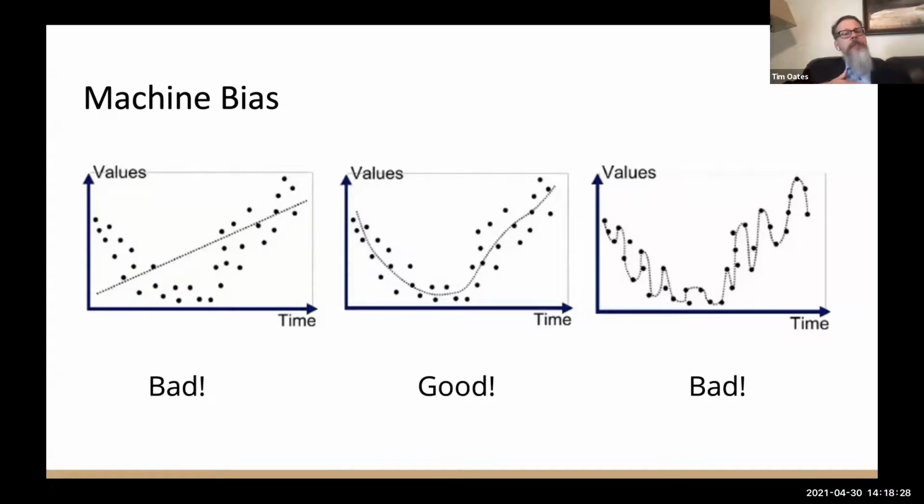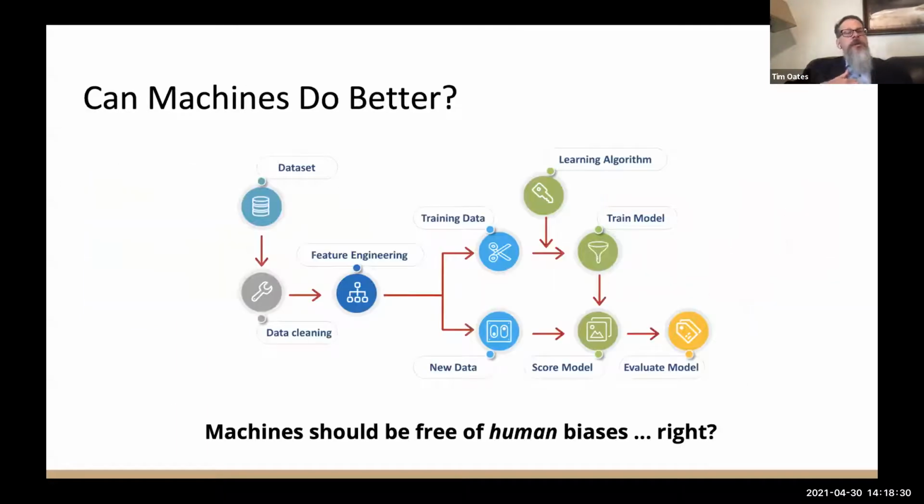So on the next slide, you'd like to think, well, maybe machines can do better at avoiding the wrong kinds of biases, the biases that we might associate with human decision making. So in a typical machine learning setting, you dump a data set in, you clean the data, and maybe you have a human sit down and be really clever about constructing some new features. You take some of that data that says, this is how things have happened in the past, you hand it to an algorithm that learns, and it builds a model.